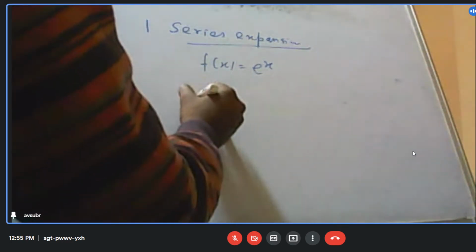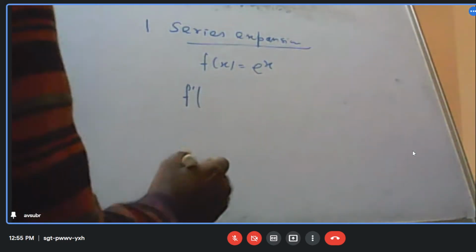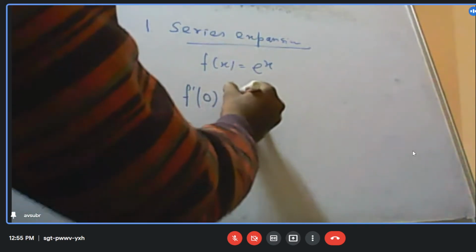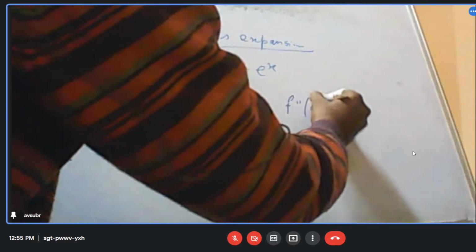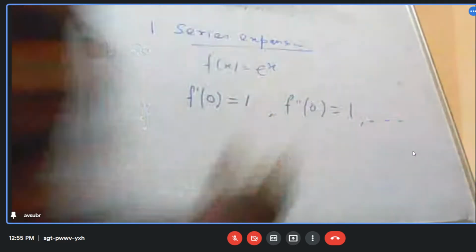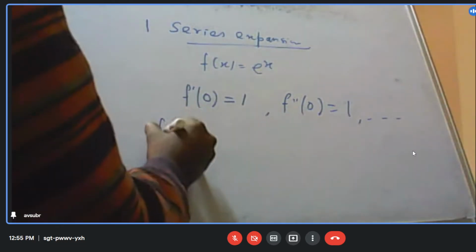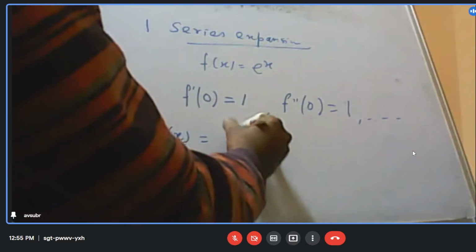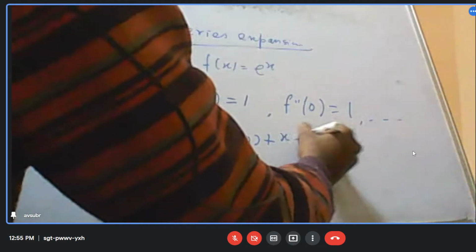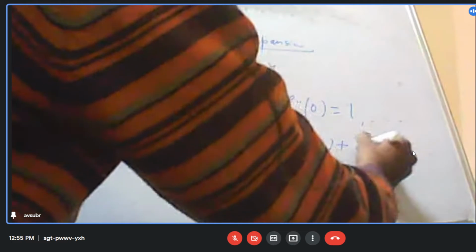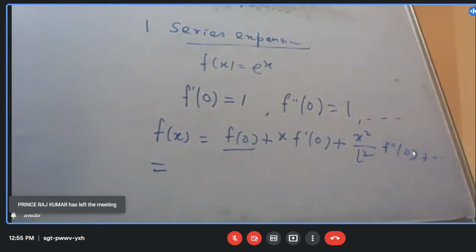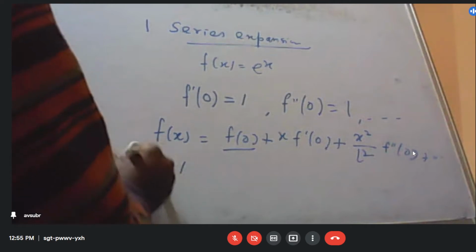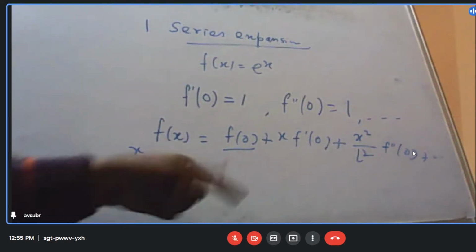So now the first derivative of this will be e to the power x. At x equal to 0, that will be 1. The second derivative will be 1, and so on and so forth. So my Taylor expansion is f at x equal to 0, plus x into f prime at x equal to 0, plus x square by factorial 2, f double prime at x equal to 0, and so on and so forth. So f at x equal to 0 is 1.